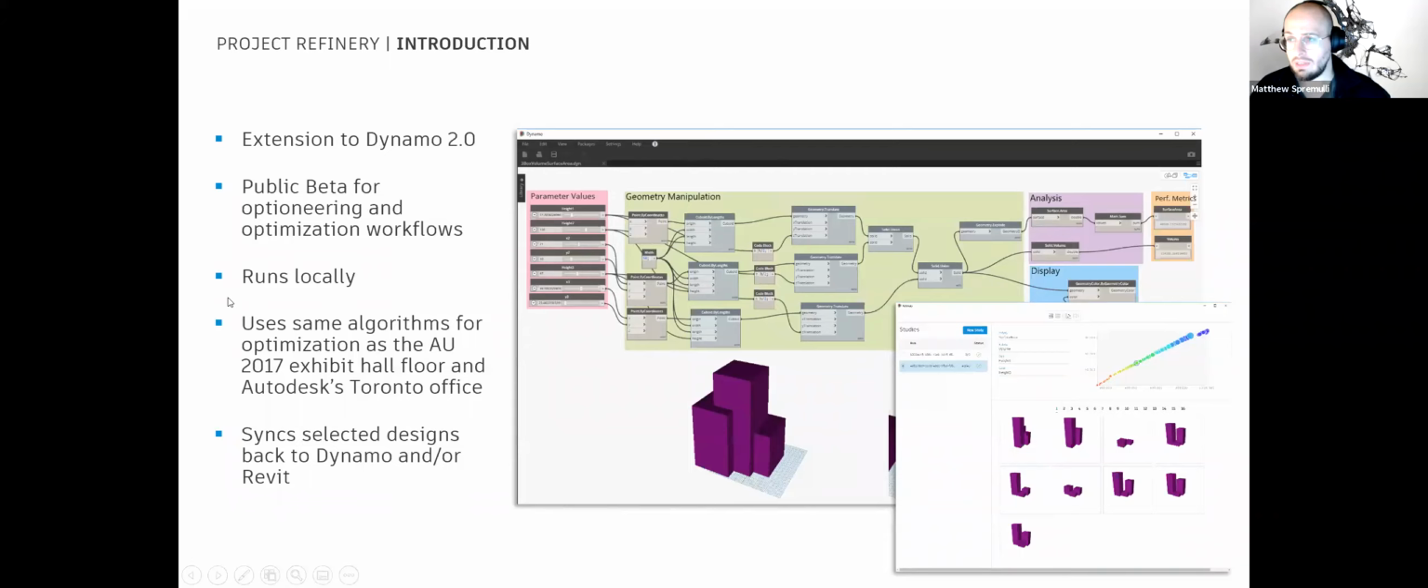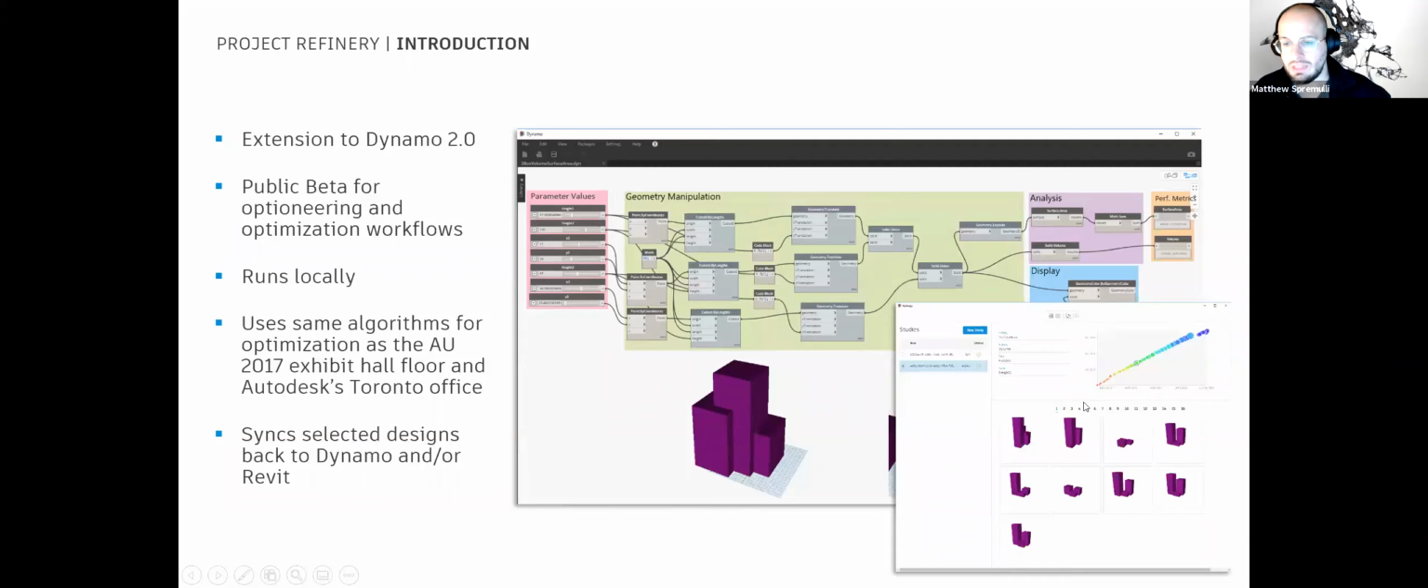It runs locally, so it's not using cloud processing, which is good. That way you don't have to borrow Amazon Web Services or something. And it uses the same algorithm that was used for the Autodesk Toronto office. So you have the same tool that Autodesk Research used, and it made a real project. And it can sync designs back and forth between Dynamo and Revit.